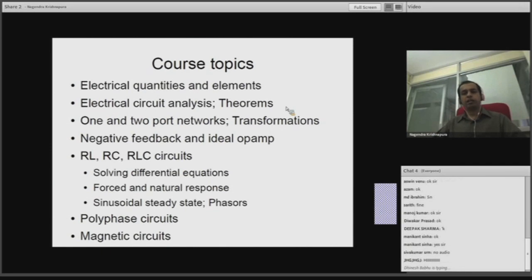Okay. Now, finally, we will look at polyphase circuits. At least some of you would be familiar with three-phase power transmission and so on. So, we will look at some of those things and see why those things are important and see how to analyze those circuits. Okay. Now, in this online version of the course, we will not be dealing with magnetic circuits, but you can look at other resources to get some knowledge about those things.